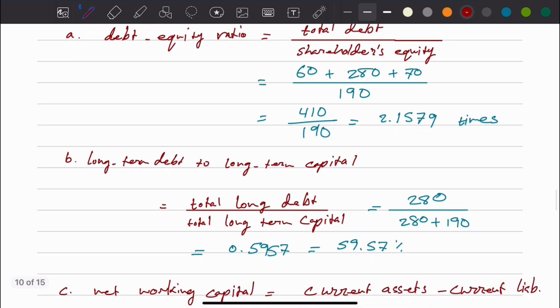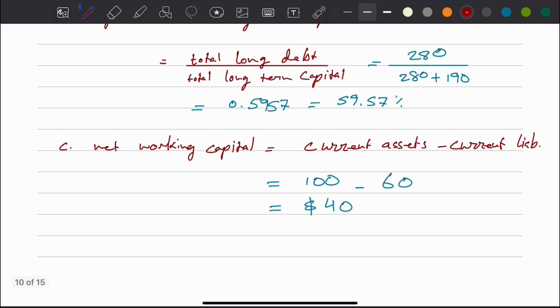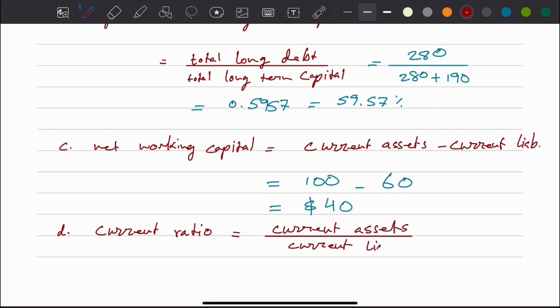Last requirement, what is its current ratio? The current ratio, as you might remember, is current assets over current liabilities. We already have the current assets and the current liabilities from the previous part, but this time instead of subtracting them, we're going to divide them. So we're going to divide the current assets by the current liabilities. So that will be 100 divided by 60.